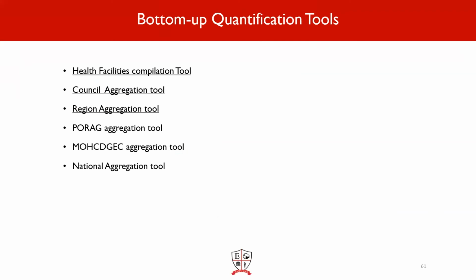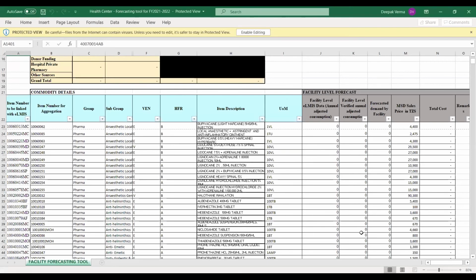In the bottom-up quantification, we have tools. We have the health facility comparison tools, which started this year. For the forecasting of this year, we use data from the health facilities, and this is the health facility tool, which is divided into 4 parts. There is facility information, funding source, and then we have commodities down there. Let's start especially on the commodities. We have column L. Do you see the tools clearly?